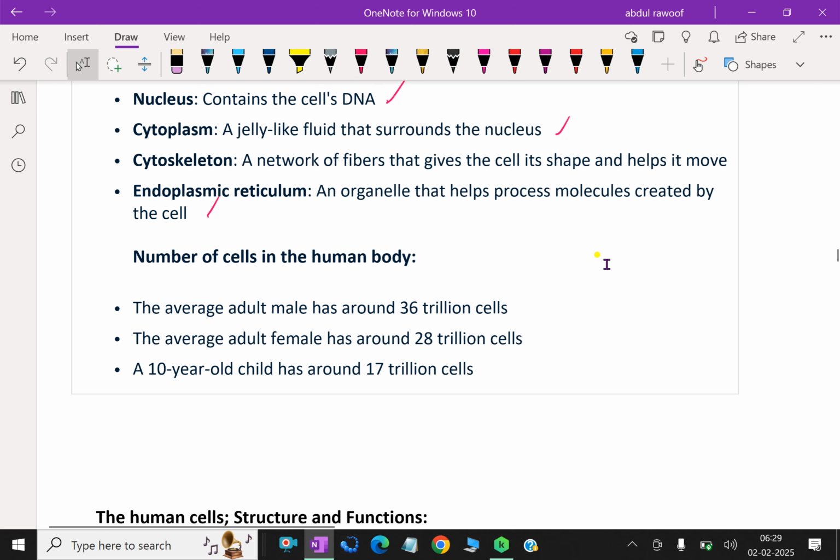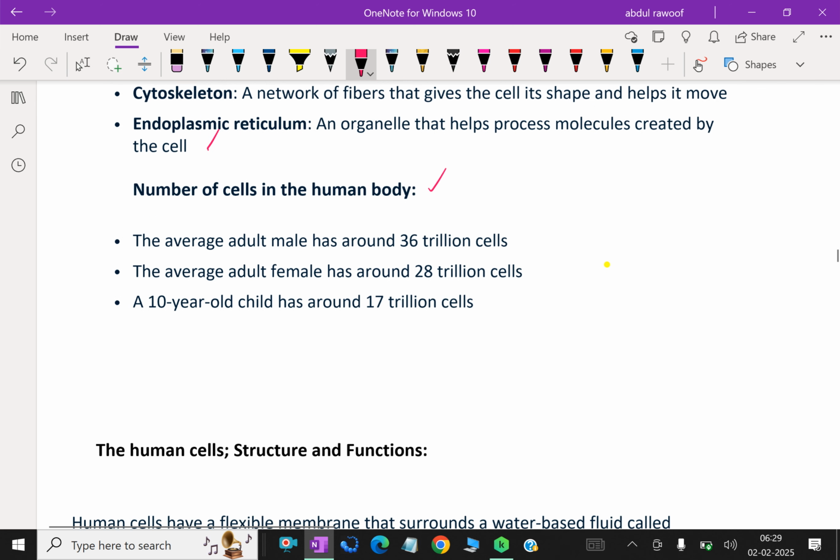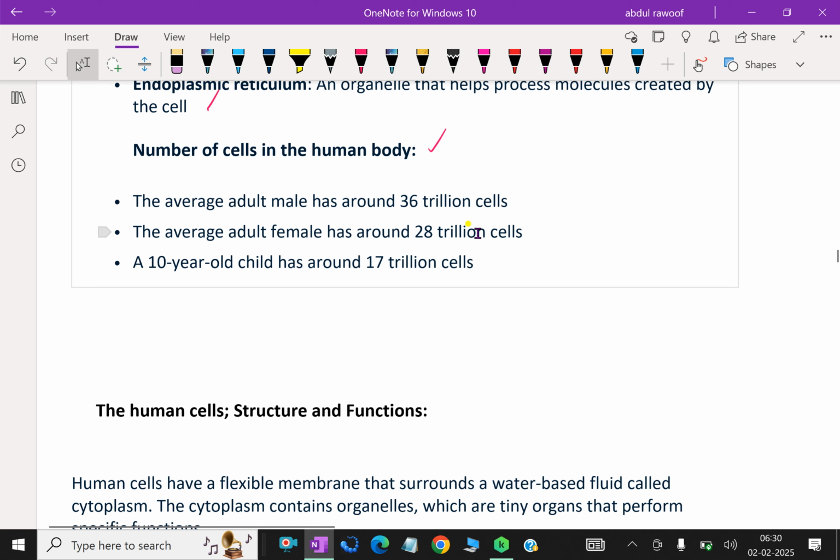The number of cells in the human body. The average adult male has around 36 trillion cells. The average adult female has 28 trillion cells. A 10-year-old child has around 17 trillion cells.